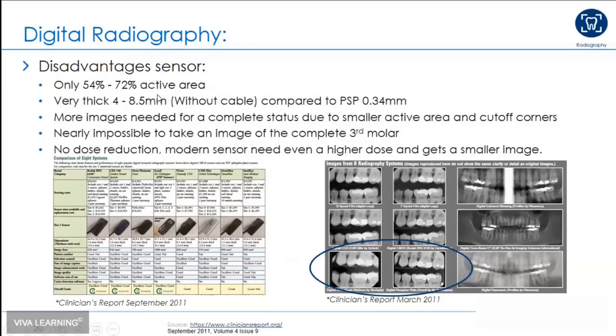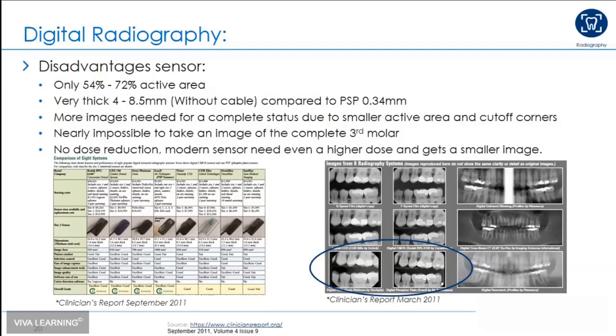Number one, that they are very thick. They're 4 to 8.5 millimeters without the cable compared to a phosphor plate, which is 0.34 millimeters. But in terms of the active area, and that translates to mean active capture area, what I think you need to know is you're only getting a maximum of maybe about 72%. So you're not getting to see everything that was on that radiograph. Too many areas are cut off.